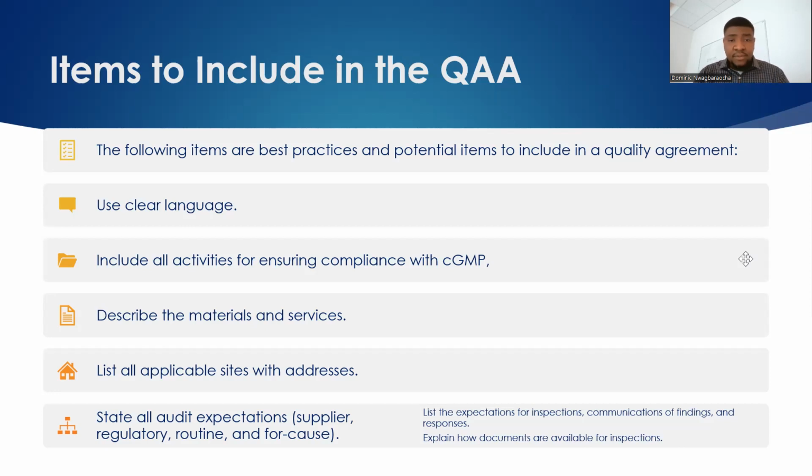So list all applicable sites with addresses. Okay, in my quality agreement, this is where my DP is being manufactured. It should be in your quality agreement. This is where the DS is manufactured. It should be in my quality agreement. But this is all you do for me. All you do for me is produce this product. You are not allowed to pack.